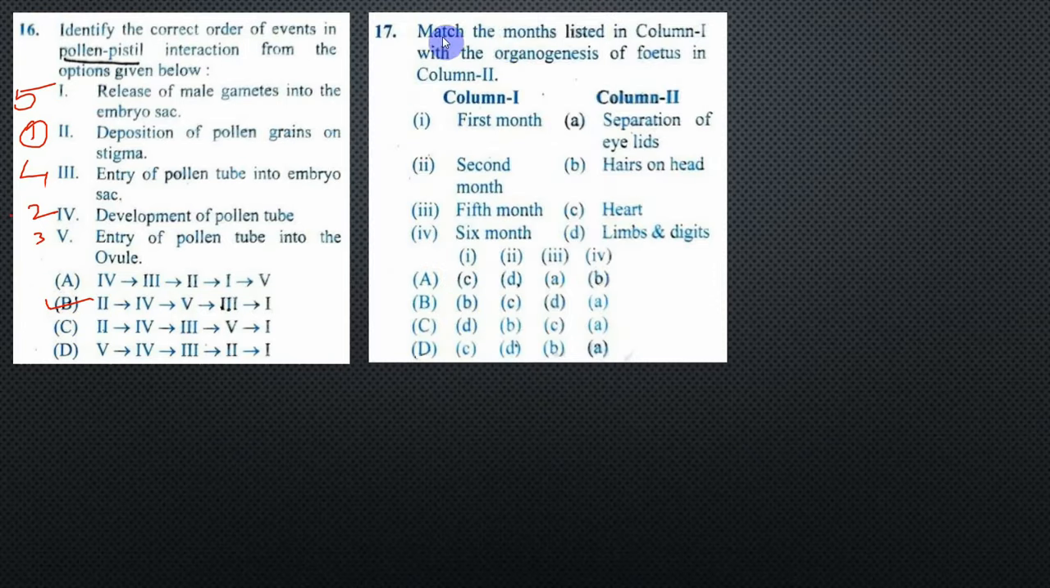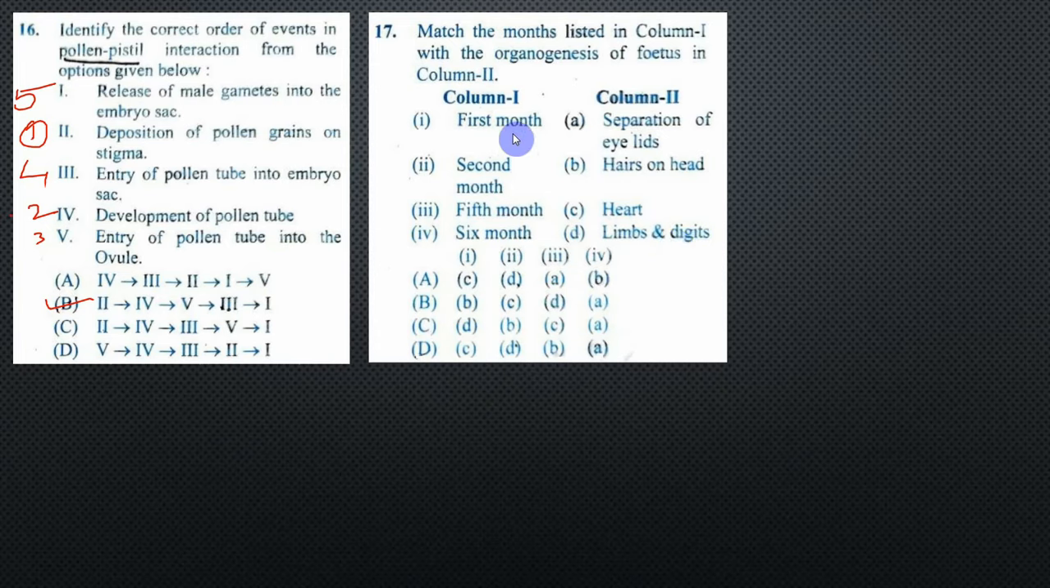Moving on, match the months listed in column 1 with the organogenesis of fetus in column 2. So column 1 mainly tells the first month, second month, fifth month, and the sixth month. Column 2 mainly tells us the separation of eyelids. Next event is the hairs on head. Next is heart development. Last one we have is the limbs and digits.